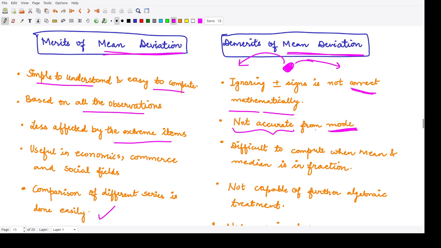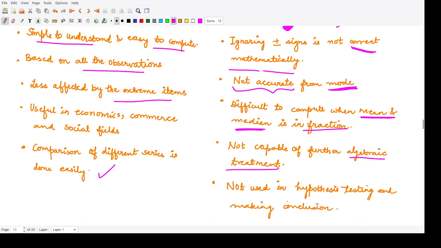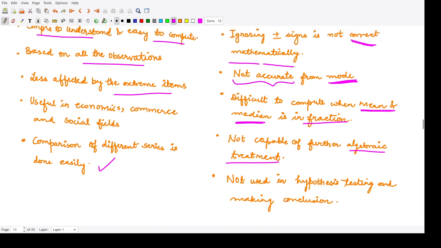Then it sometimes becomes difficult to calculate mean and median when you have the numbers in terms of fractions. Further, we cannot do algebraic treatment using this mean deviation, and in hypothesis testing we cannot conclude anything from this mean deviation. So this is the drawback of this mean deviation.